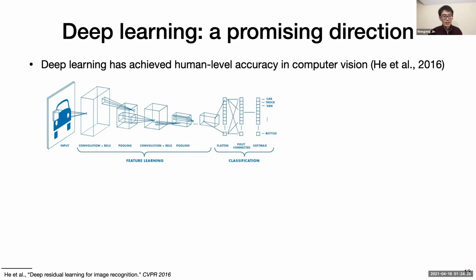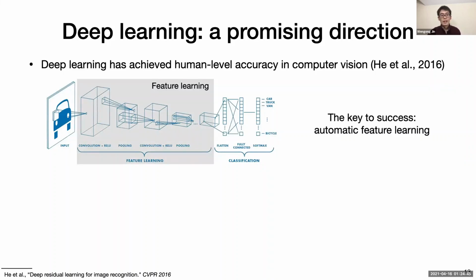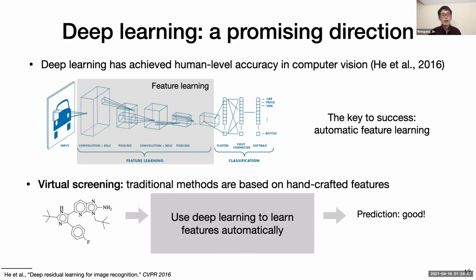Nowadays, there is a lot of research interest in computational drug discovery, primarily because of the rise of deep learning. In computer vision, deep learning has achieved human-level accuracy. And the key to success is actually this automatic feature learning, right? When I mentioned virtual screening, traditional methods are based on handcrafted features, which inherently limits the performance. I will elaborate on this more in a case study later.